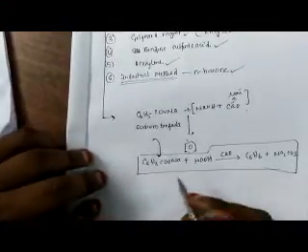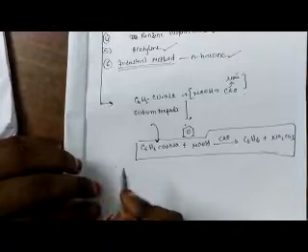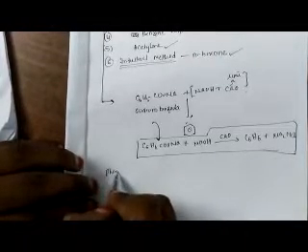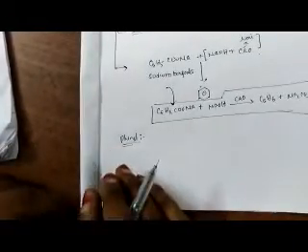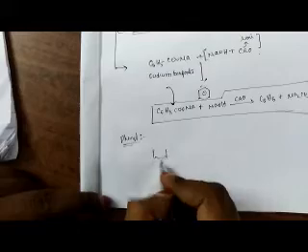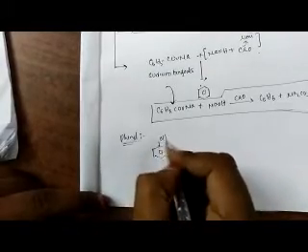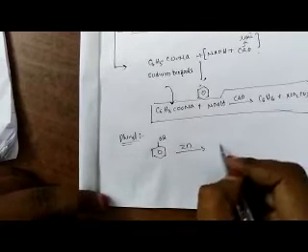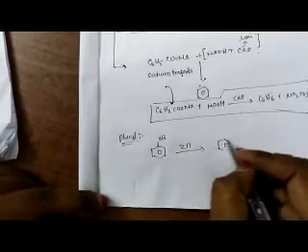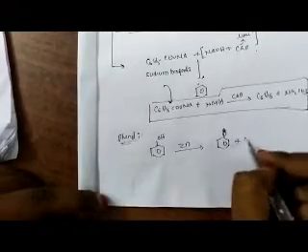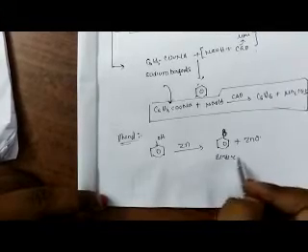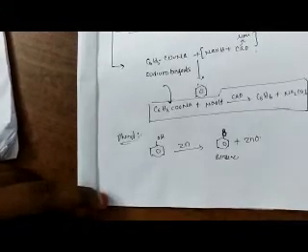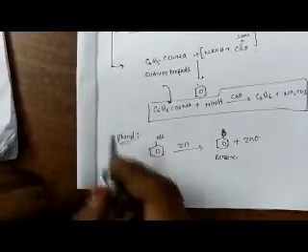And the next method is from phenol. To prepare benzene from phenol, we have to treat phenol, the general formula for which is C6H5OH, with zinc dust. We will get benzene plus zinc oxide. Whenever we treat phenol with zinc, we will get benzene and zinc oxide. This is the second method.